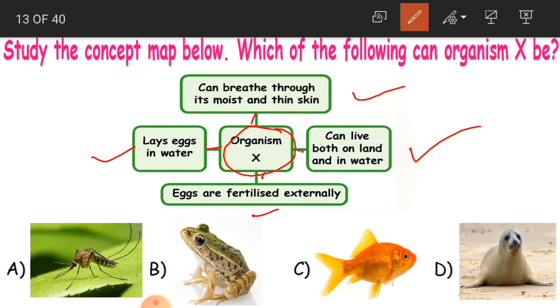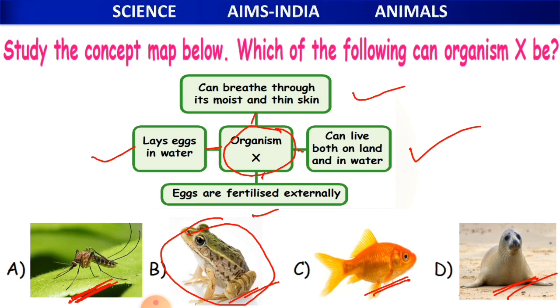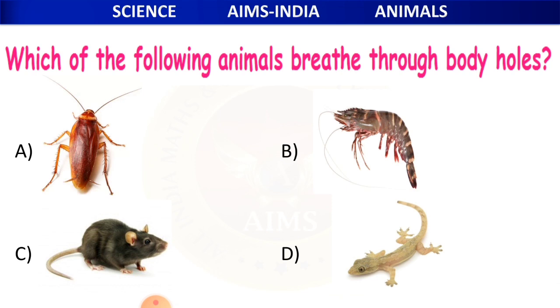So what is that particular organism? You have got an insect here, a frog here, a fish here and a walrus here. So frog is our correct answer. That is B option, which has got all these four characters. Okay, children, clear?